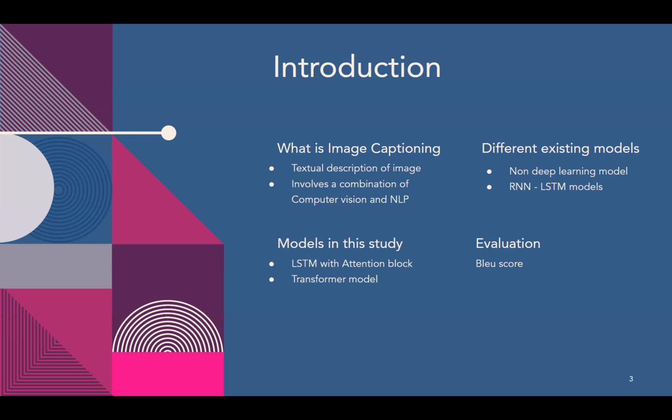So we have used two models in this study and we have compared them. The first is LSTM with attention block and the second is the transformer model. Both of these models have been very popular in this field of image captioning. The evaluation metric we used was the BLEU score.